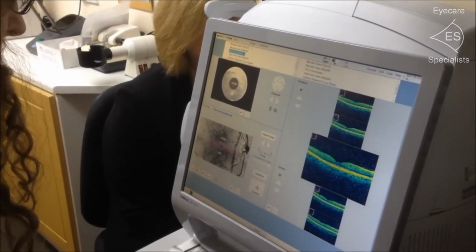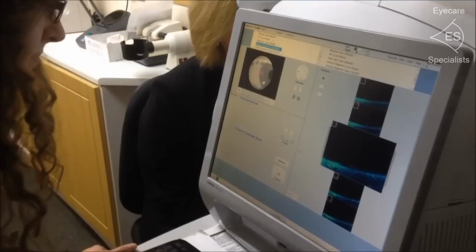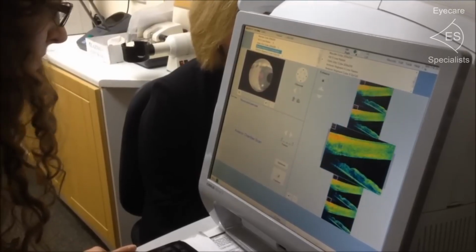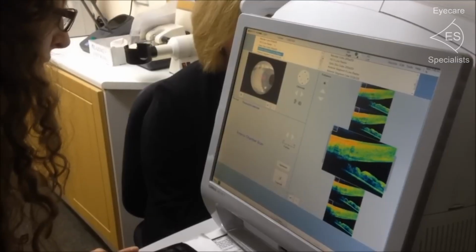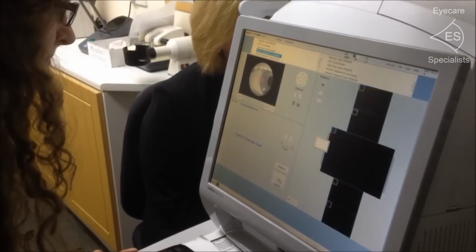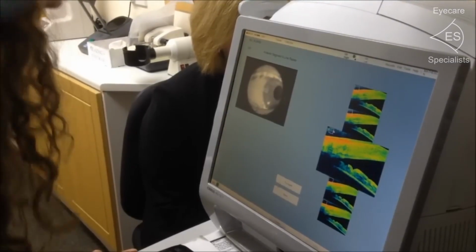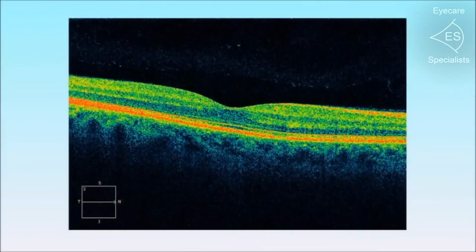The OCT can image the deeper layers of the retina beneath the surface, where the early stages of macular degeneration and disease start. The earlier the disease is detected, the sooner it can be treated, and the better the visual outcome. This OCT scan of a normal retina clearly shows all the layers to be healthy.